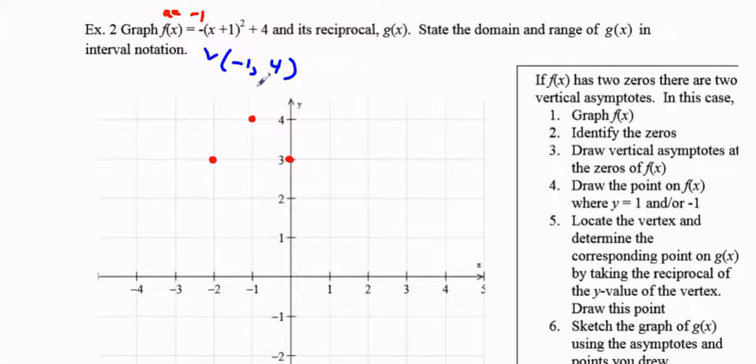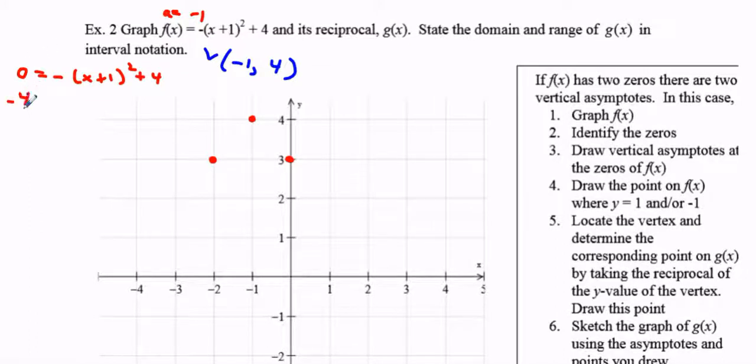Okay. I also really would like the zeros of this parabola, so I'm going to try and figure that out. You can get the zeros by setting this equal to 0. So this would be 0 equals -(x plus 1) squared plus 4. Sometimes they don't work out nicely.